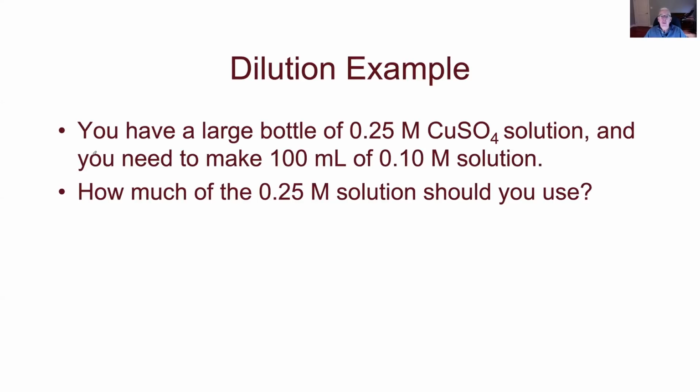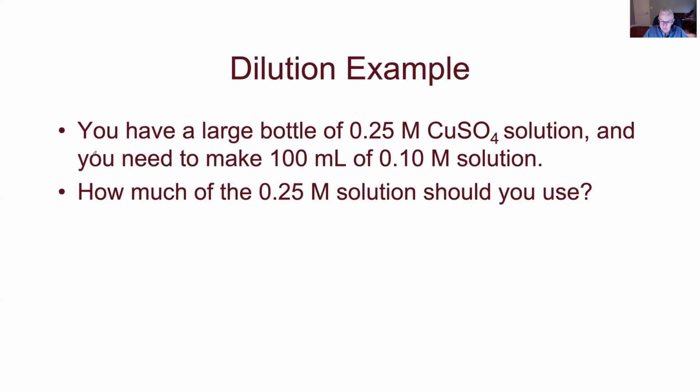So we have a large bottle that has 0.25 molar copper sulfate solution. And for whatever experiment we're doing, we need 100 milliliters of 0.1 molar solution. So if that's our task, we need to know how much of that original solution do I want to measure out. And then I would just then add enough water to that to bring its volume up to the 100 milliliters, okay? So the process for this would look sort of like this.